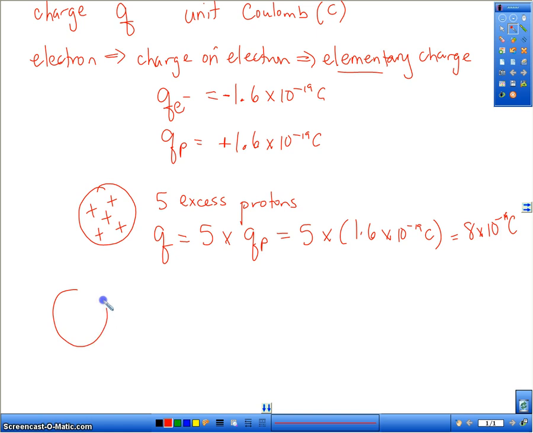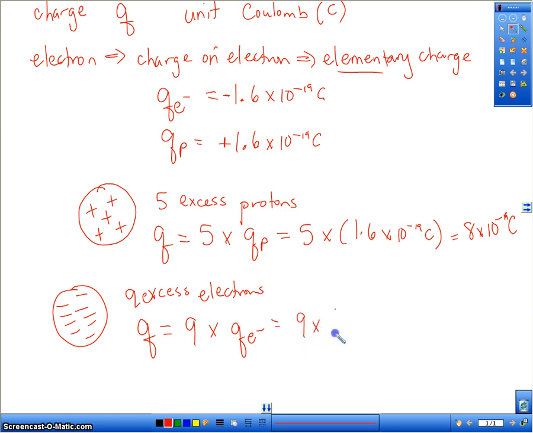Likewise, let's suppose I had an object where instead of taking away electrons, I put on, let's say, 1, 2, 3, 4, 5, 6, 7, 8, 9 excess electrons. So I added some electrons onto this object, and I want to figure out what its charge is. Well, I can figure out its charge by just taking the 9 times the charge on a single electron. So that's going to be 9 times negative 1.6 times 10 to the negative 19 coulombs.